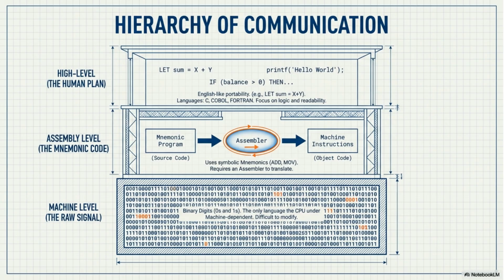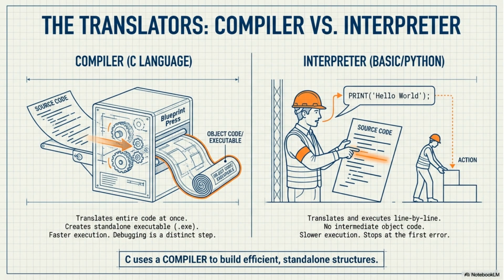Programming involves a hierarchy of communication. High-level languages like C focus on human logic and readability. These are translated by an assembler into machine-level raw signals, the binary code executed by the CPU. C uses a compiler, which translates the entire source code into a standalone executable file at once. This results in faster execution. Interpreters, like those used for Python, translate and execute line by line, stopping at the first error.